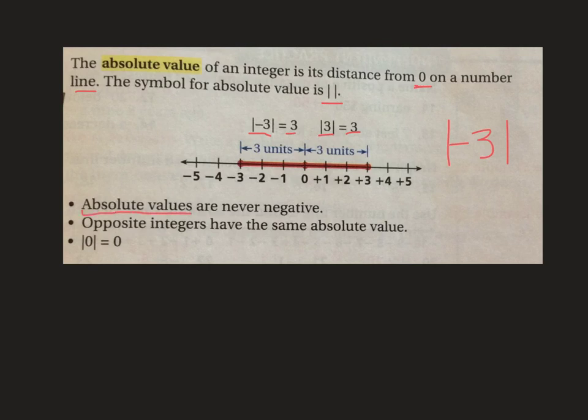So absolute values are never negative. So you would never say the absolute value of negative 8 is negative 8. It is just 8 distance, 8 units from 0. So the absolute values are never a negative number. Opposite integers have the same absolute value. Okay, and the absolute value of 0 is just 0 because it is its own deal. If we're counting how far away is 0 from 0, it's just 0 distance, right?